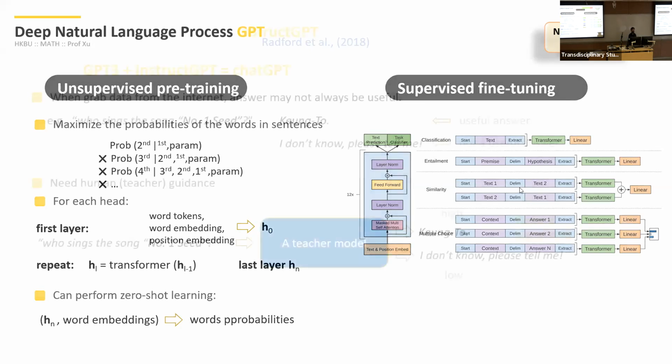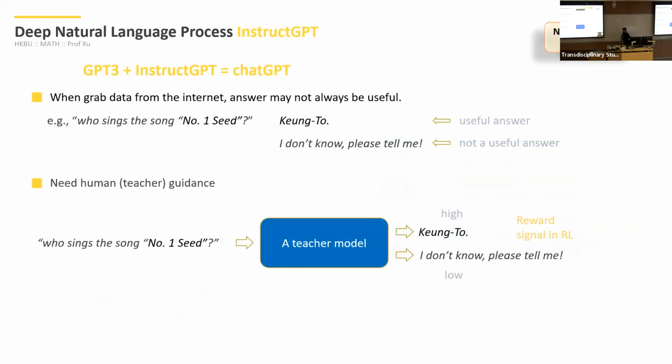All right. The absolutely last slide I want to talk about is this. We've been talking about how the answers are generated from the questions that you ask. If you're using ChatGPT and ask a question, like who sings the song number 1 seed, the machine takes this sentence and starts generating the next few words. Because it cannot generate things that it hasn't seen, in the data it grabs from the internet, maybe somebody has answered this question with Gongtou, right? Or other people, after they see this question, will say, I don't know, please tell me. So this is not a very useful answer, and this is a useful answer.